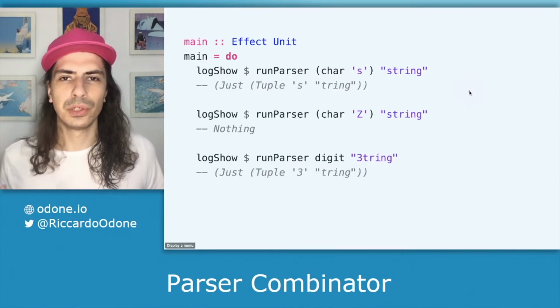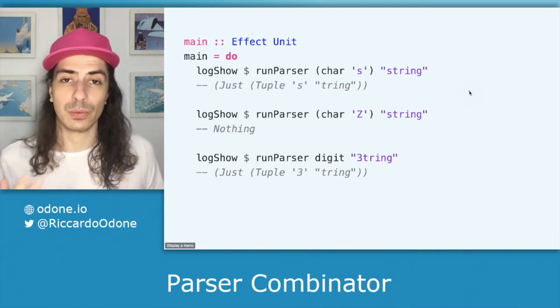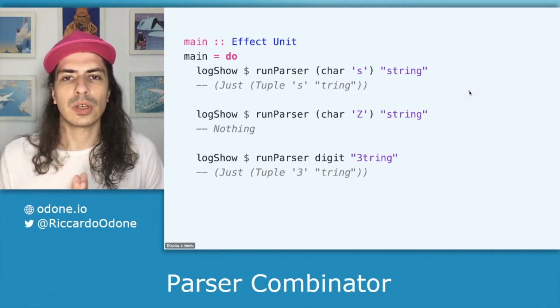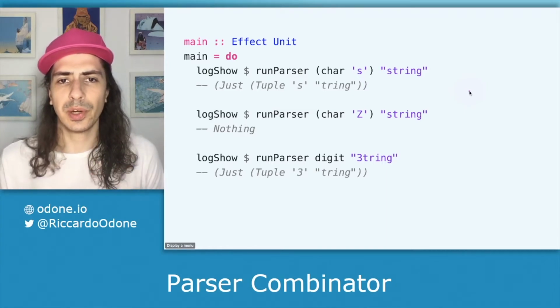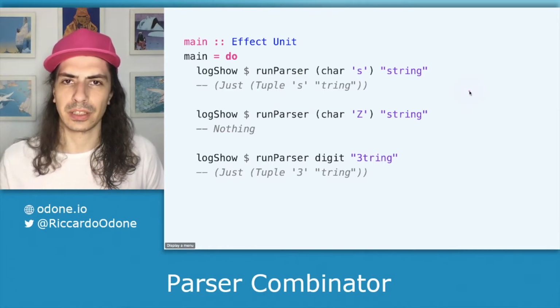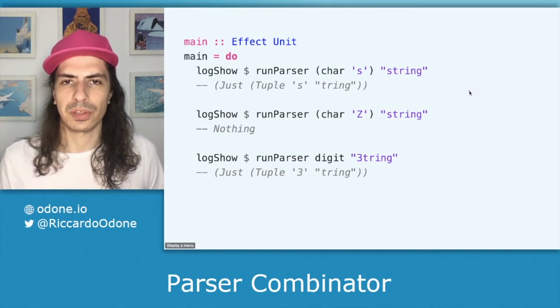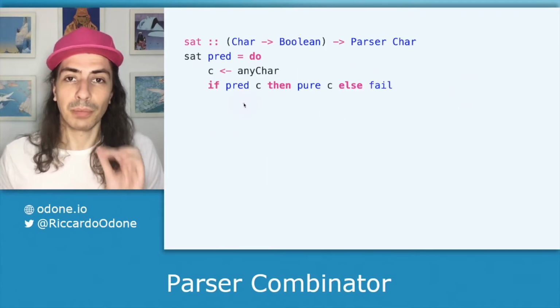But let's step our game up just a bit. So here we have two new parsers. One is char, which tries to parse one specific character. The other one is digit. Now, you can see how it works, that if we try to parse s out of string, we get a successful result. If we try to parse capital Z out of string, we fail. And digit, of course, does what's expected, which means it tries to parse a digit from the beginning of the string.